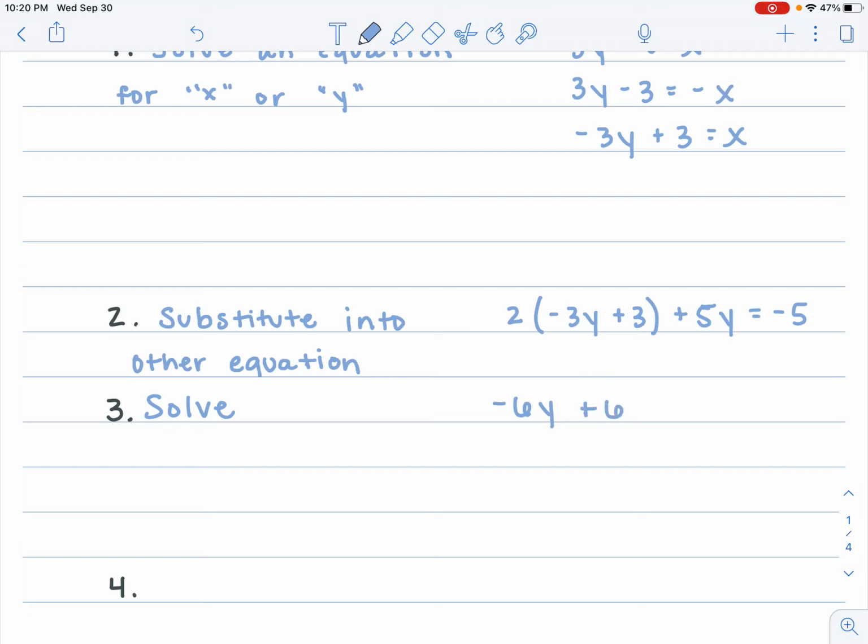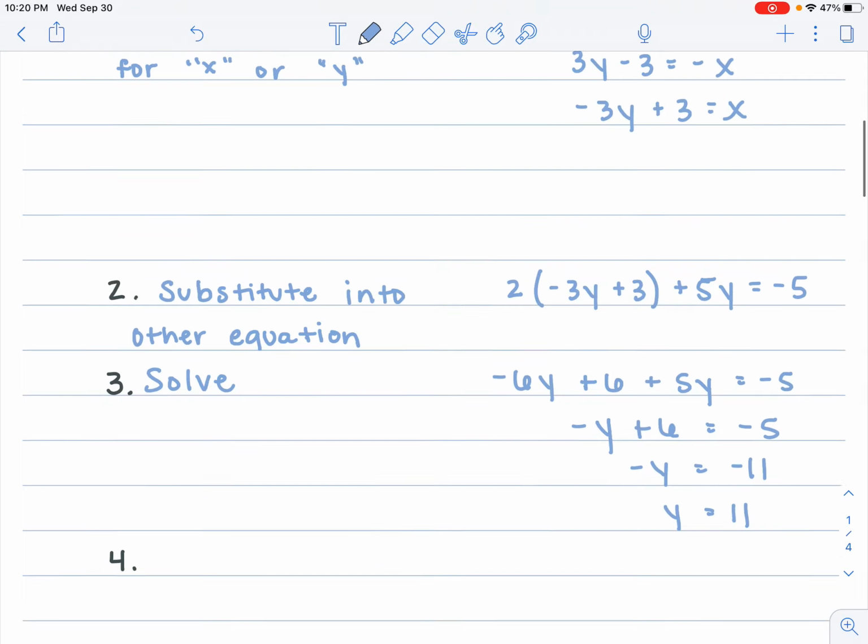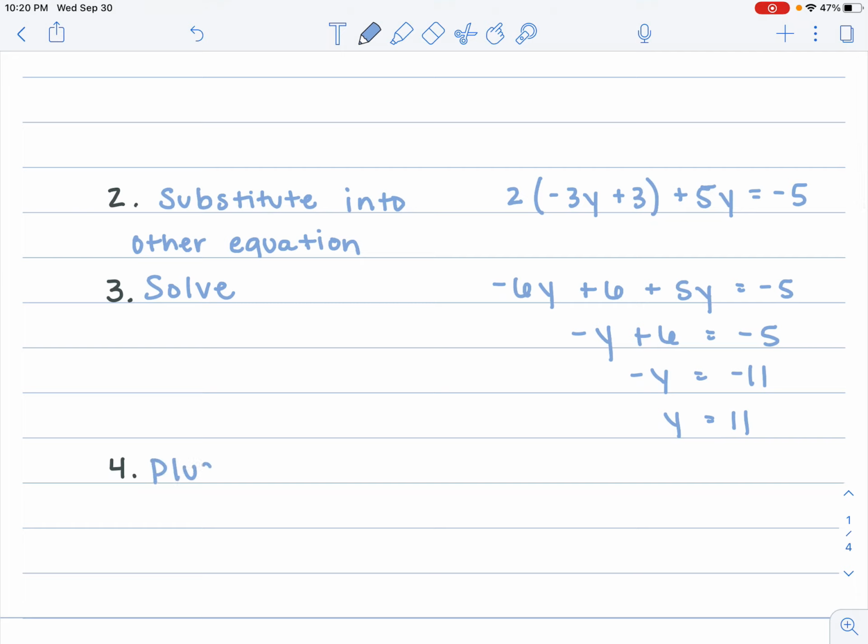Okay, so I get negative 6y plus 6 plus 5y equals negative 5. Combining like terms, negative y plus 6 equals negative 5. Subtract that 6, negative y equals negative 11. Divide by negative 1, you get y equals 11. So now we have successfully solved for one of the variables. We have to now find the other one. How you do that is you're going to plug that value into one of the original equations.